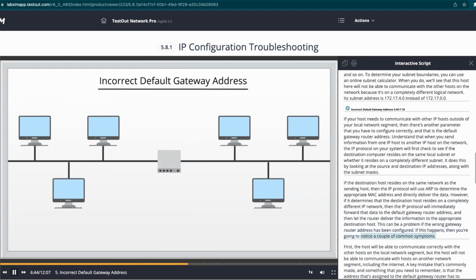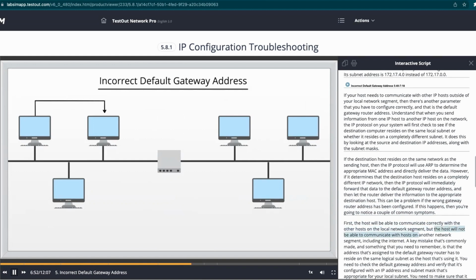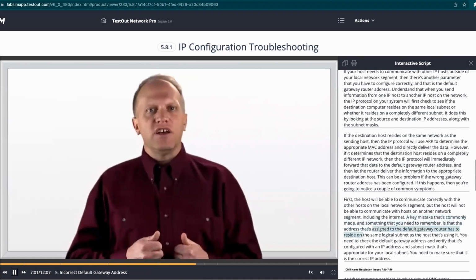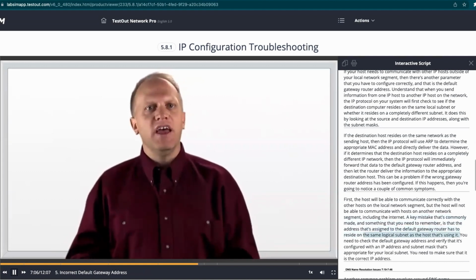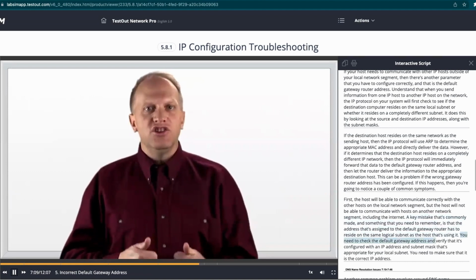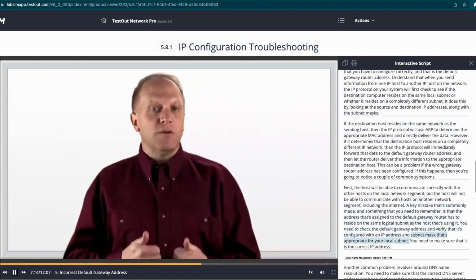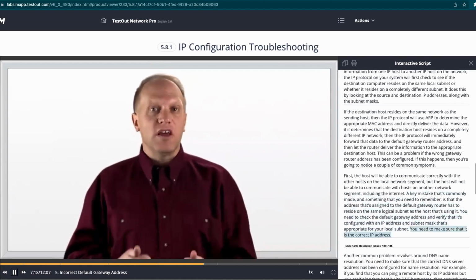If this happens, then you're going to notice a couple of common symptoms. First of all, the host will be able to communicate correctly with the other hosts on the local network segment, but the host will not be able to communicate with hosts on another network segment, including the internet. A key mistake that's commonly made and something that you need to remember is that the address that's assigned to the default gateway router has to reside on the same logical subnet as the host that's using it. You need to check the default gateway address and verify that it's configured with an IP address and subnet mask that's appropriate for your local subnet. And you need to make sure that it is the correct IP address.